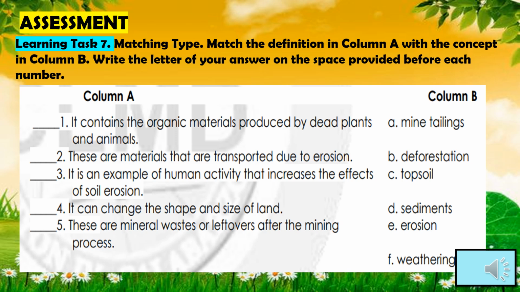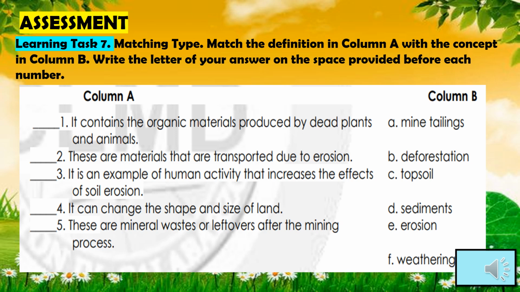So we have for column A, number 1, it contains the organic materials produced by dead plants and animals. For number 2, these are materials that are transported due to erosion. Number 3, it is an example of human activity that increases the effects of soil erosion. And number 4, it can change the shape and size of land. And number 5, these are mineral waste or leftovers after the mining process.